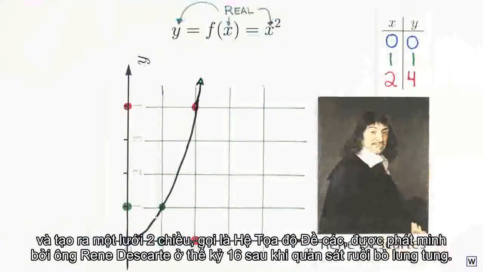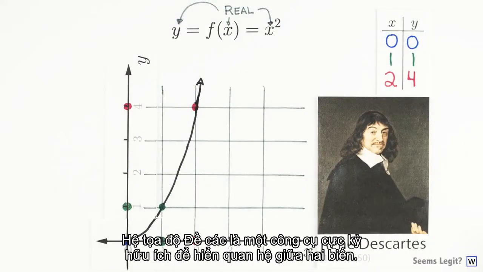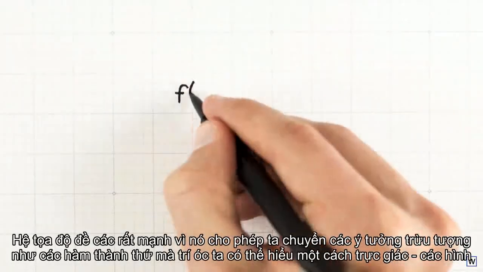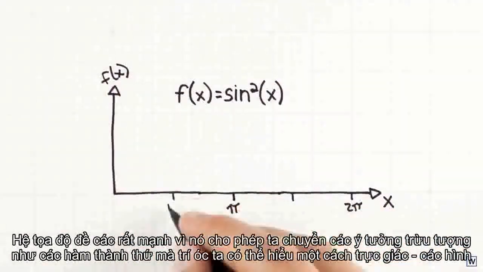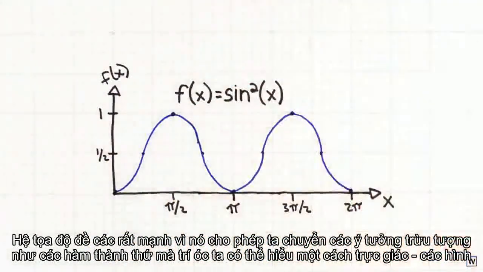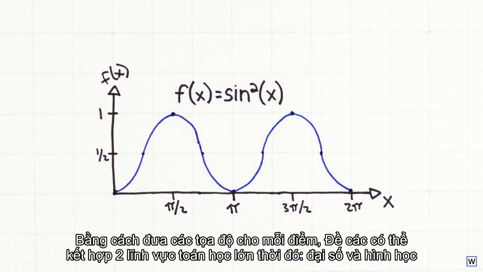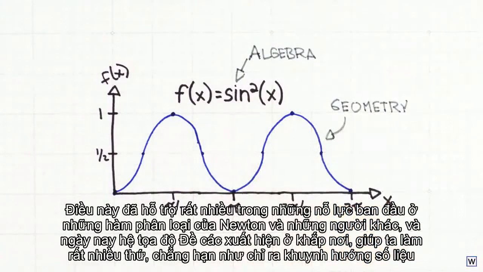Apparently invented by René Descartes in the 16th century after watching flies crawl around, the Cartesian coordinate system is a super powerful tool for understanding the relationship between two variables. The Cartesian coordinate system is powerful because it allows us to take abstract ideas like functions and turn them into something our brains can grasp much more intuitively: shapes. By giving each point on the plane its very own coordinates, Descartes was able to bring together the two largest areas of mathematics at the time: algebra and geometry.